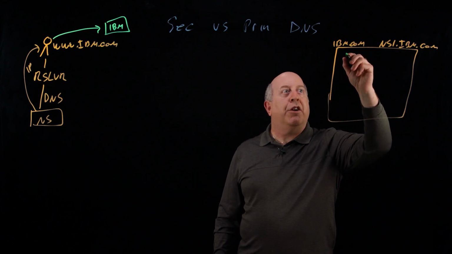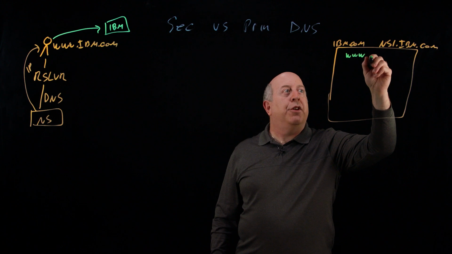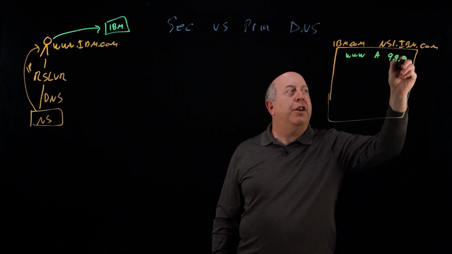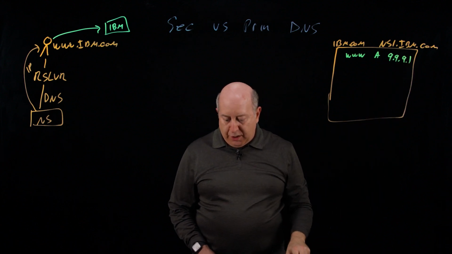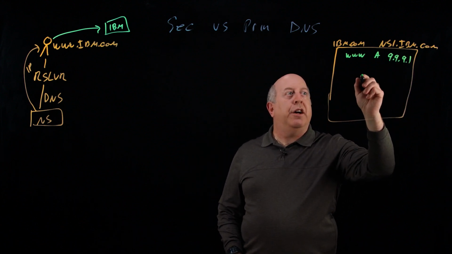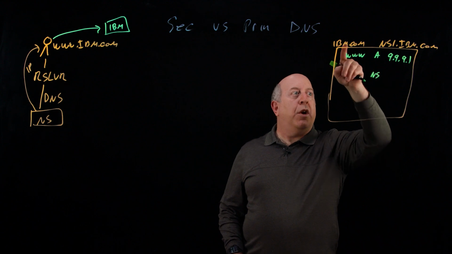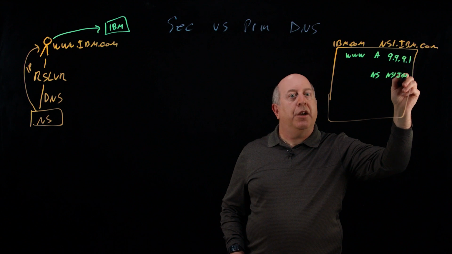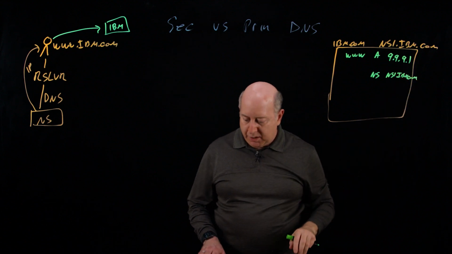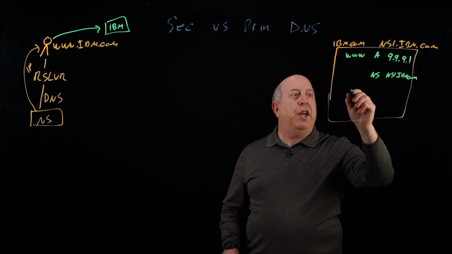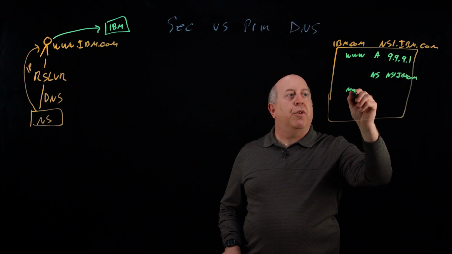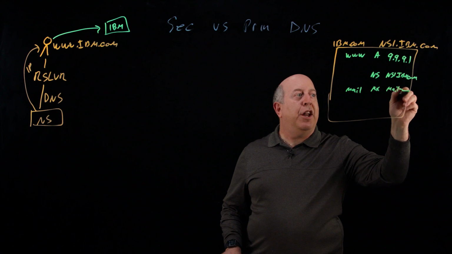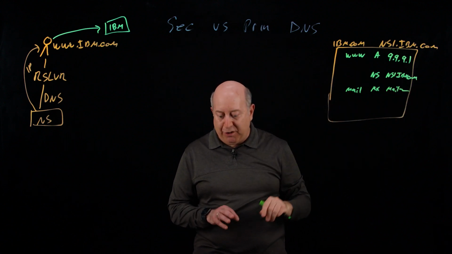So I might have the record for www. It's going to be an A record, and the IP address is 9.9.9.1. And then it's going to have a name server record for IBM.com, which is going to point at ns1.ibm.com. And then I might also have a mail record for the name mail. It'll be an MX record, and it'll be mail.ibm.com, and so on and so forth. I'll fill out my zone.